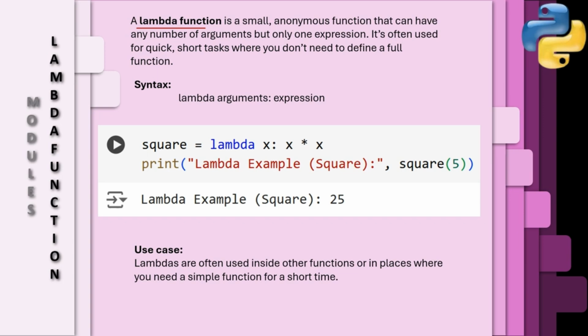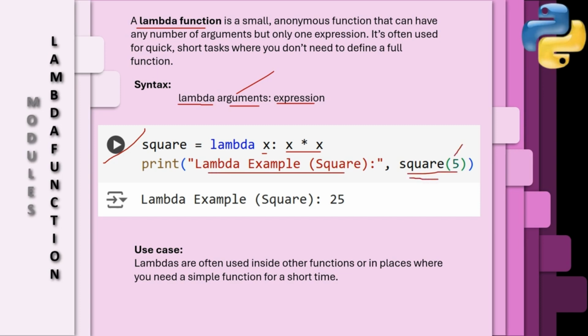You can create a lambda function using the lambda keyword followed by arguments and an expression. These arguments can be a comma separated list or a single value. Coming to this example, square equals lambda. In place of arguments, we are providing x, and in place of the expression, we are providing x asterisk x. In the next line, we are printing square of 5, where 5 is the argument.